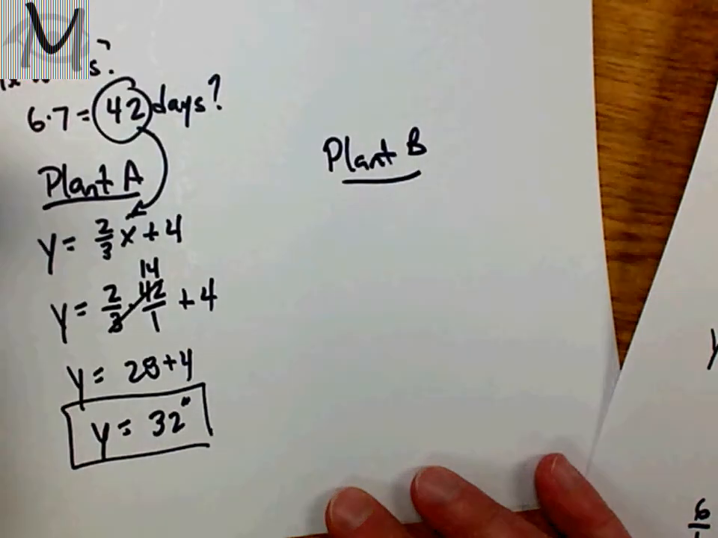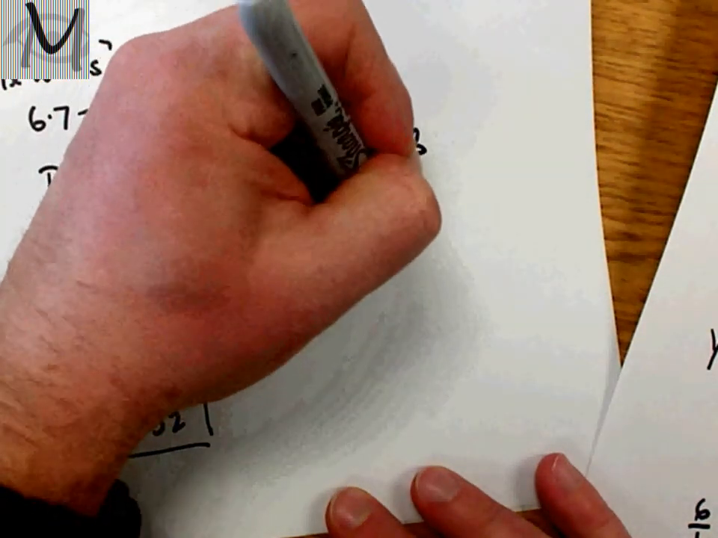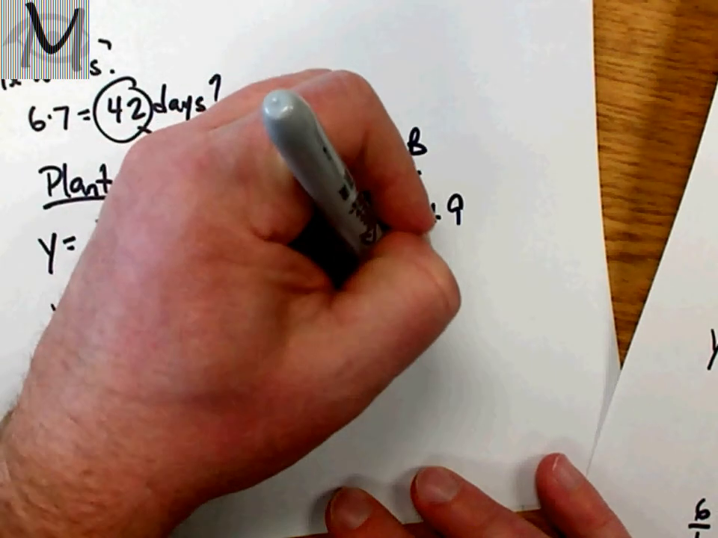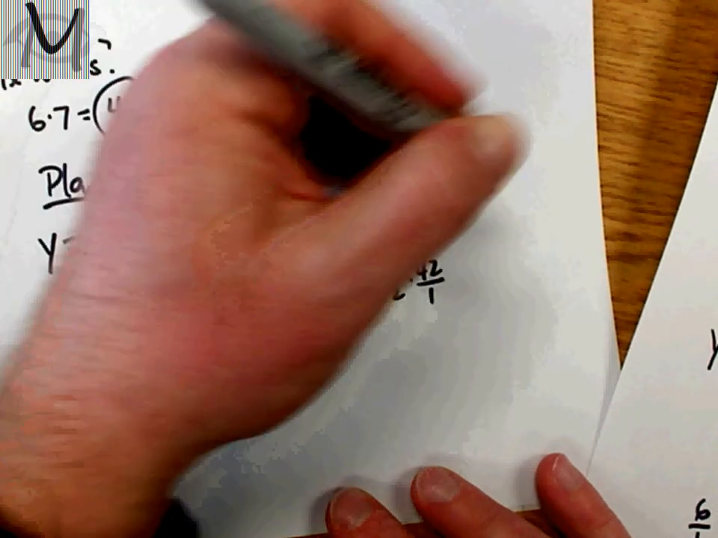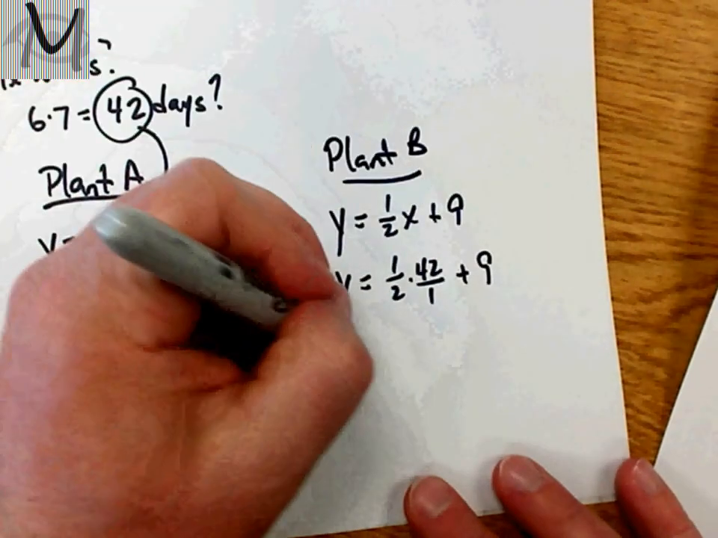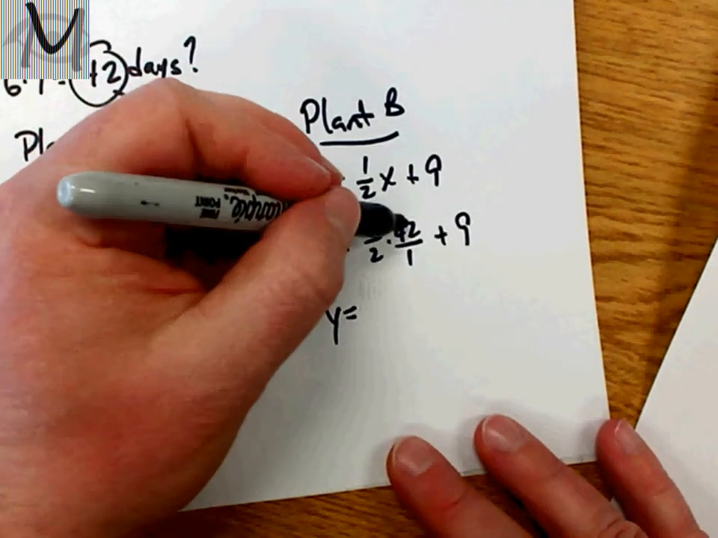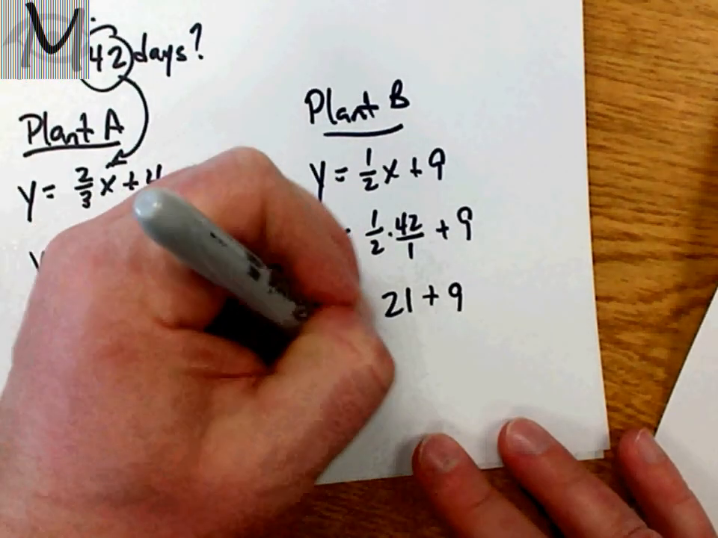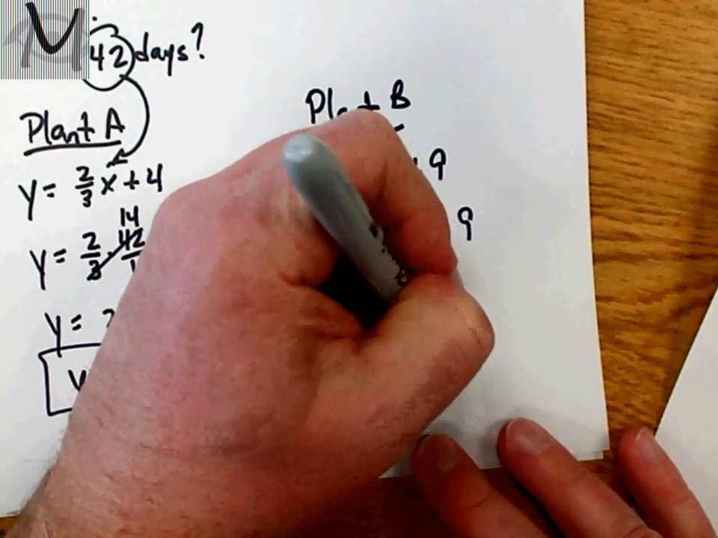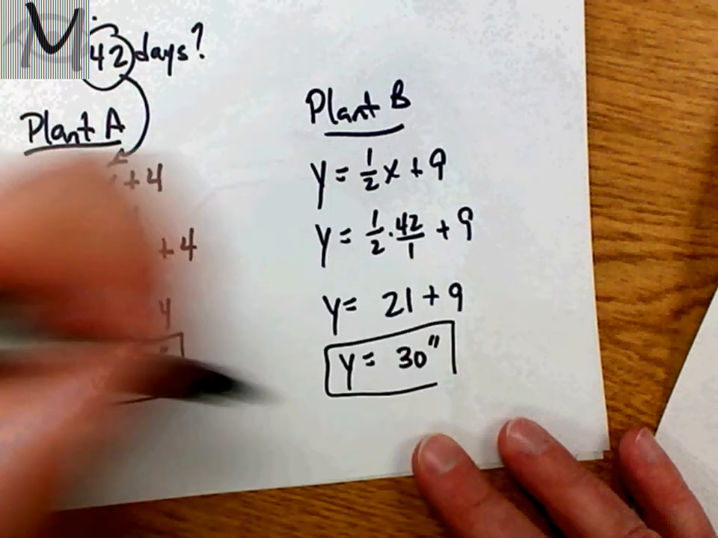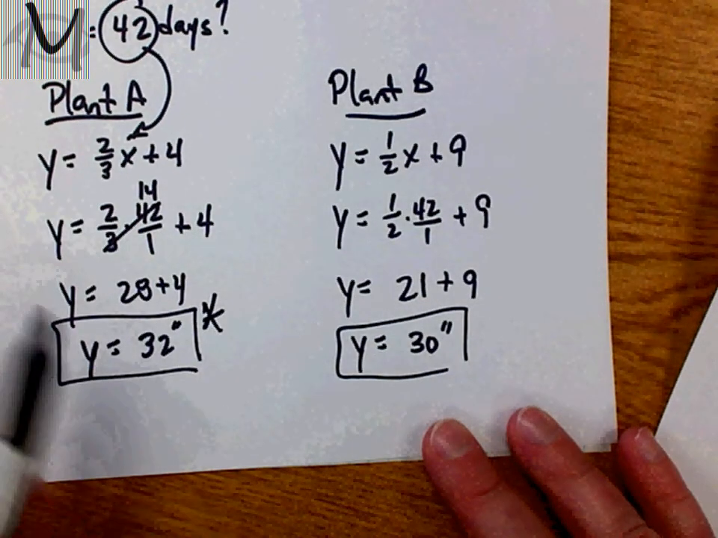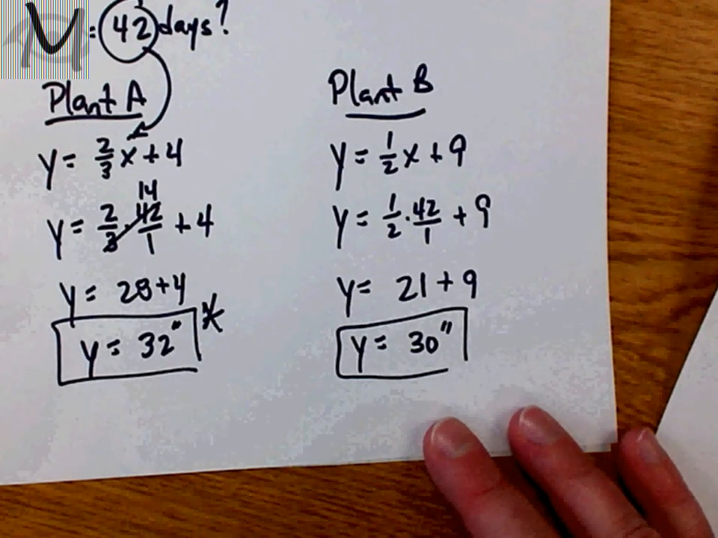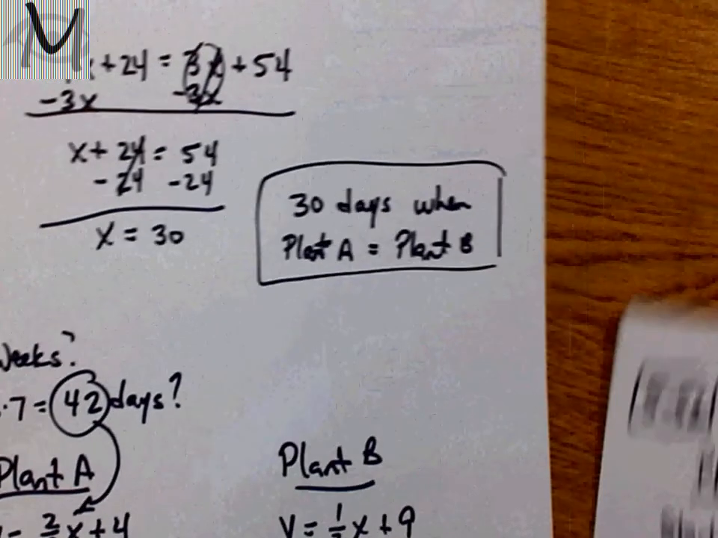Plant B is y equals 1/2 x plus 9. y equals 1/2 times 42 over 1 plus 9. y equals half of 42 is 21 plus 9. So y equals 30 inches. So plant A will be 2 inches taller than plant B after 42 days. Okay, that is question 52.